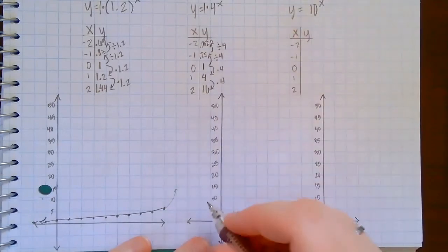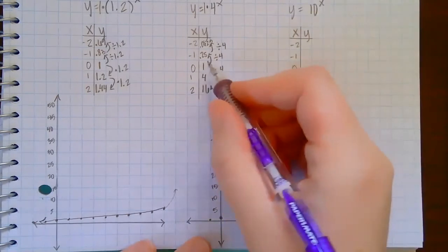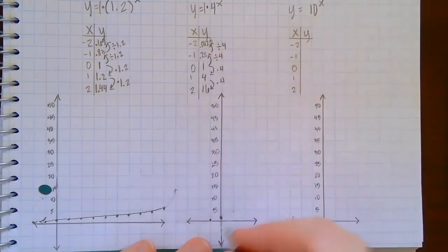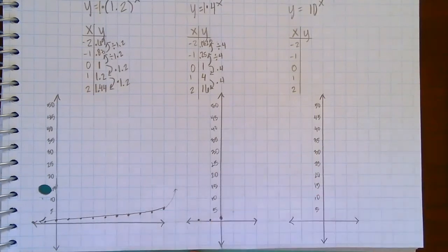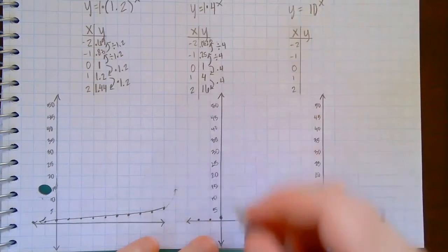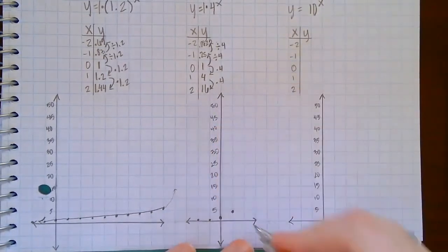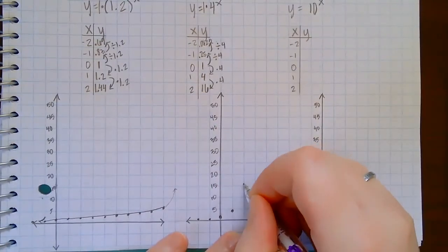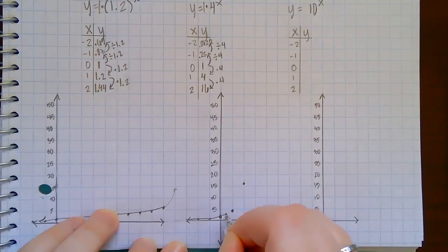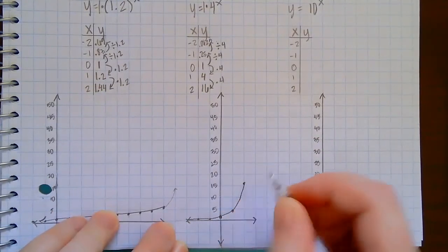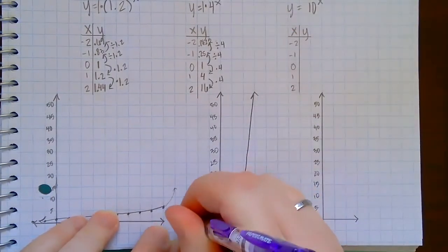Okay, so I'm going to go backwards first. So -1 is 0.25, super small all the way down here. And then -2 is 0.06, that's even smaller, all the way down here. Okay, and then 1 is 4, so that's kind of like here-ish. And then 2 is 16. 16 is up here, so it starts going up.